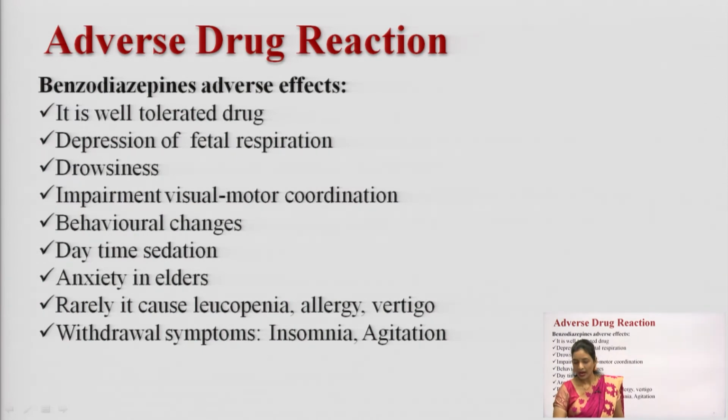And we will move to the adverse drug reactions of the benzodiazepine drugs. So, what is the major adverse drug reaction of the benzodiazepine drugs? Benzodiazepine is a well tolerated drug, first of all, when you compare with the barbiturate, right. And this drug can produce fetal respiratory depression. So, when this drug is given to the patient, it can depress the fetal respiration. This is one of the adverse drug reactions with the benzodiazepines.